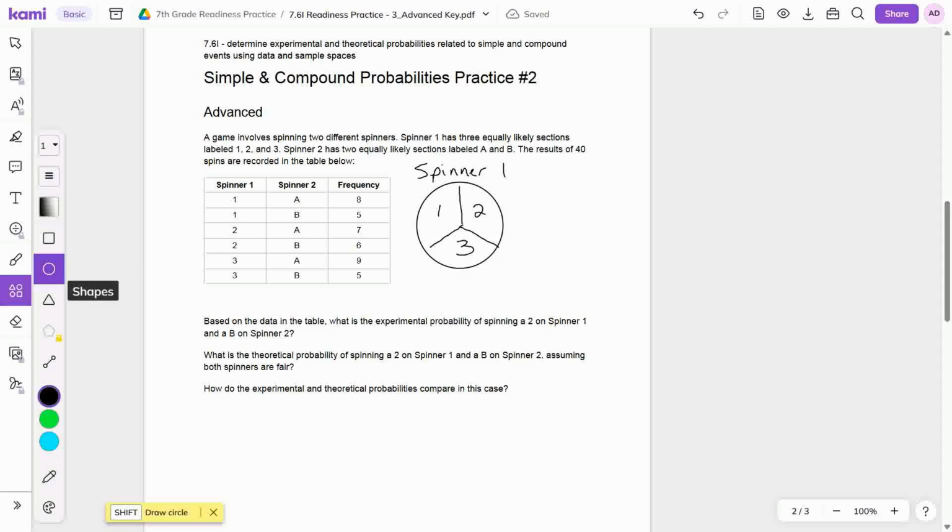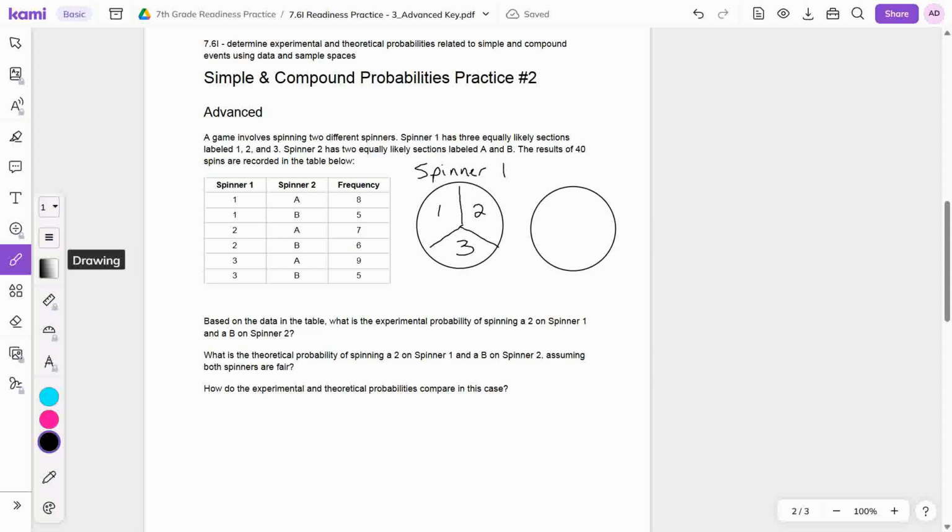Now spinner 2. Let's get another circle. It has two equally likely sections, and it's labeled A and B. So we'll just cut that in half. There's my A, there's my B. And then it was spun 40 times, and here's my frequency. You see I've got my table here showing all my likely outcomes.